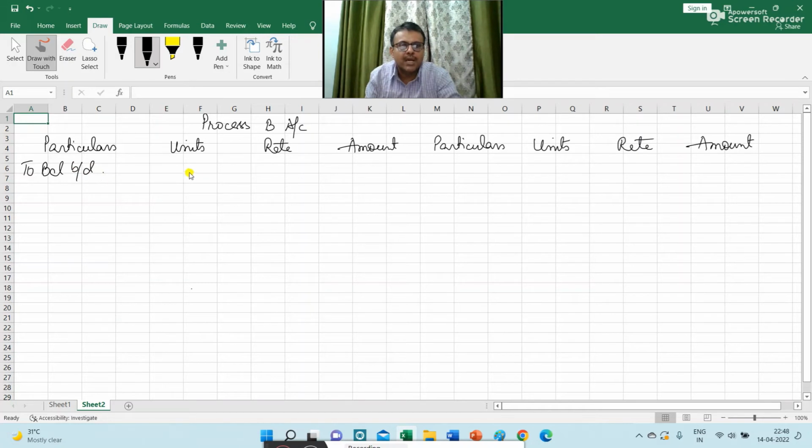from process A account, that is 8,300 units, valued at 155. So this is 12,86,500. Then material was introduced, so I am writing to material. This is 93,680. Then to labor, this is 95,000.